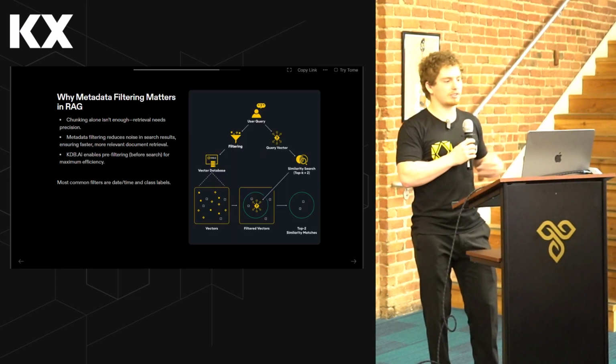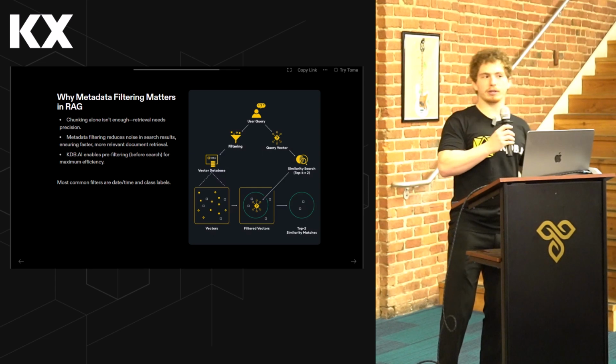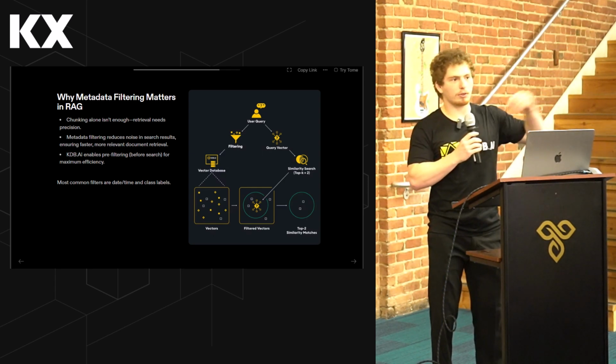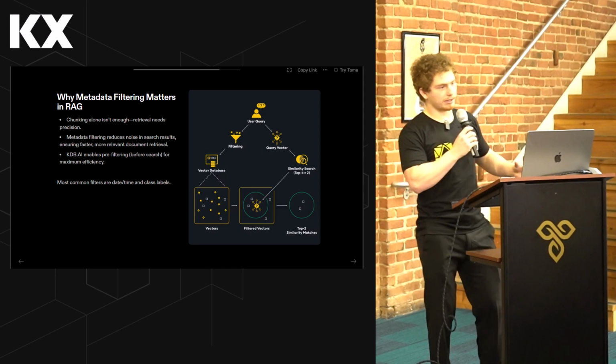So metadata filtering ends up being extremely important. And that's why KDBI focuses on pre-filtering, where we first filter out all the relevant data and only search the relevant data, which massively improves latency in practice.